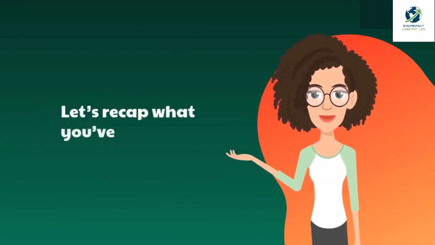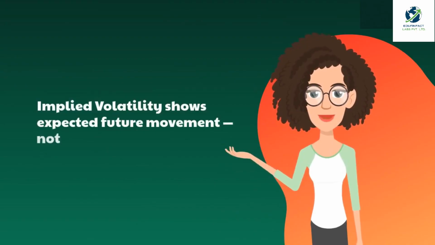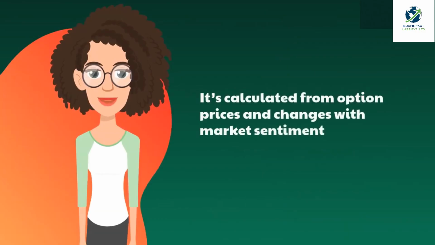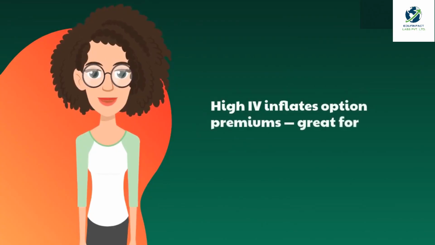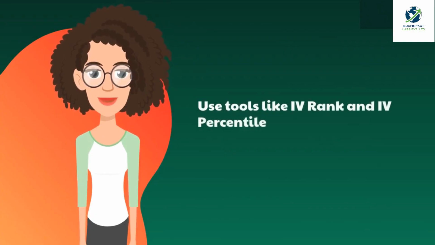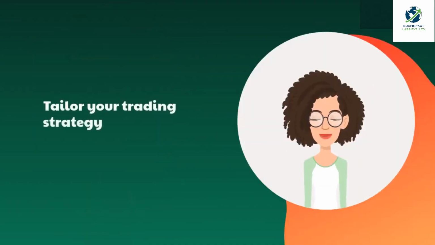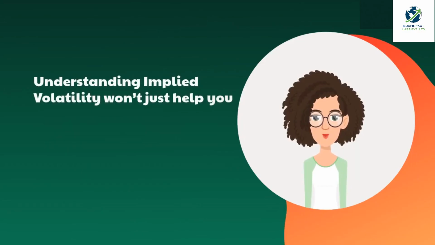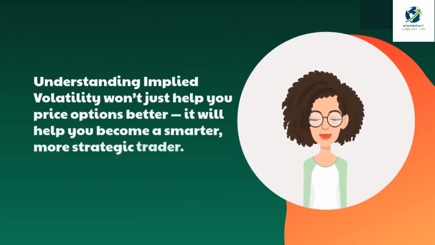Let's recap what you've learned. Implied volatility shows expected future movement, not direction. It's calculated from option prices and changes with market sentiment and demand. High IV inflates option premiums, great for sellers, risky for buyers. Use tools like IV rank and IV percentile to judge if IV is relatively high or low. Tailor your trading strategy to the current IV environment. Understanding implied volatility won't just help you price options better, it will help you become a smarter, more strategic trader.